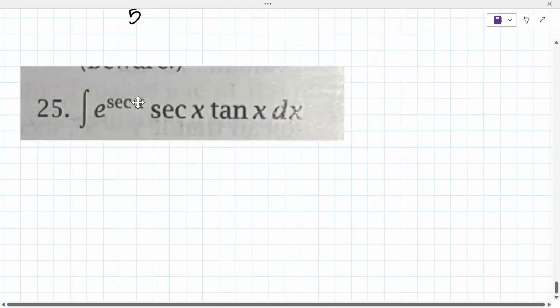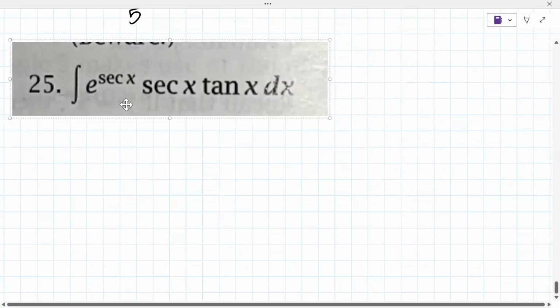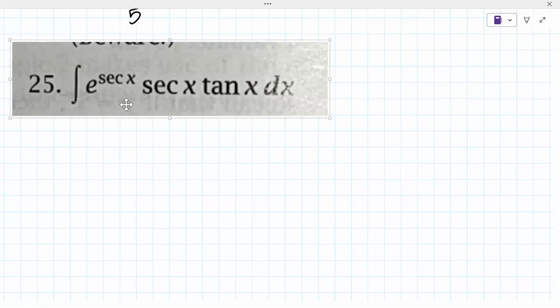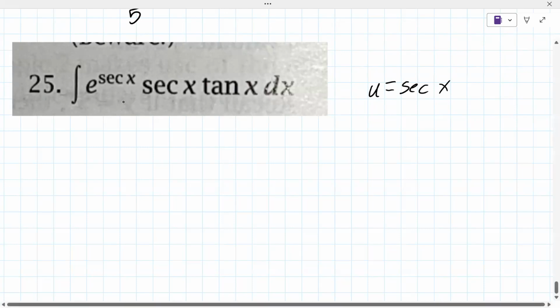What is the u substitution in this problem? Secant x. Yeah, from the e though, the e to the secant x. Actually it doesn't matter. You're gonna see that it worked out pretty nicely. So, do you want to keep going on this one? You got the right u substitution. Okay.